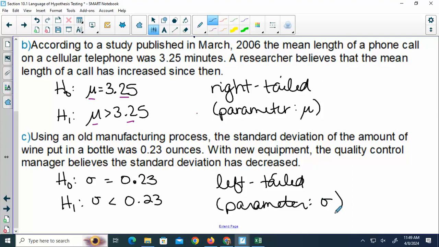Okay, so we're really not doing a whole lot today, just getting used to some of the vocab: null, alternative, parameters, left-tailed, right-tailed. Any questions so far?